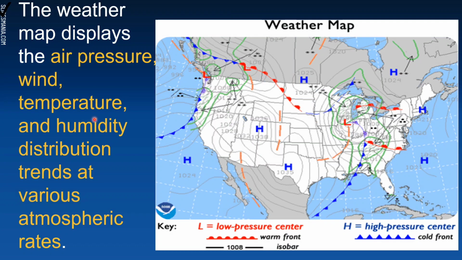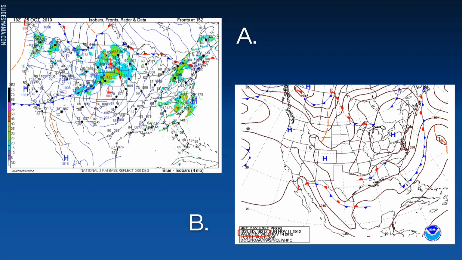Weather map. So this is what a weather map looks like. So it displays the air pressure, the H and the low L here. So those are the air pressure, wind, temperature, humidity distribution trends at the various atmospheric levels. These are the examples.